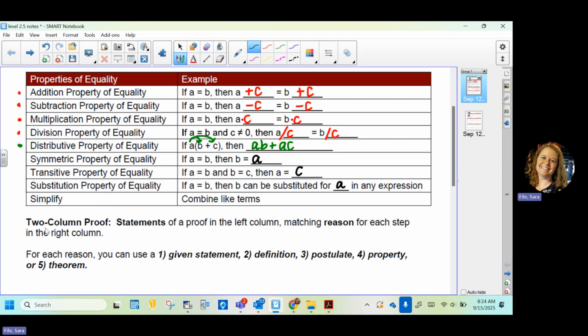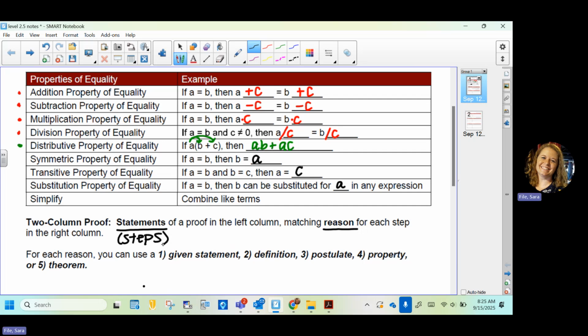So we're going to be doing 2-column proofs. A 2-column proof has a statement in the left column and a matching reason in the right column. Okay, so a statement and a reason. So remember, the statement, that's like your steps in solving. Okay, so I'm going to put that underneath in parentheses. Those are your steps. That's actually showing your work.